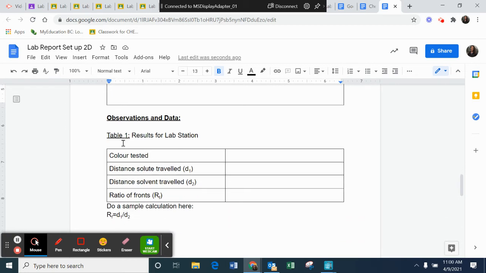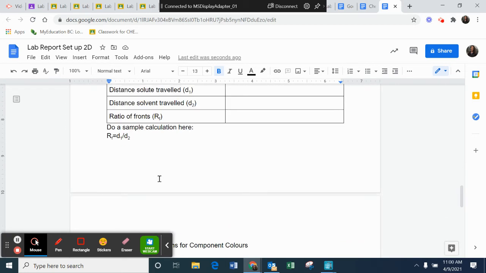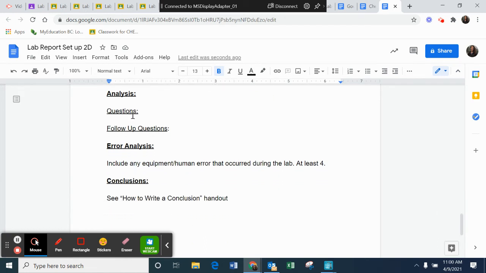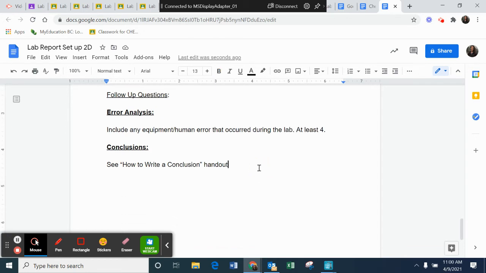Observations and data, everybody did a really good job of this. I didn't have any concerns with that. And then analysis, follow-up, and error analysis, and conclusions. So all of this stuff should be written in the passive voice. Do you all know what passive voice is?